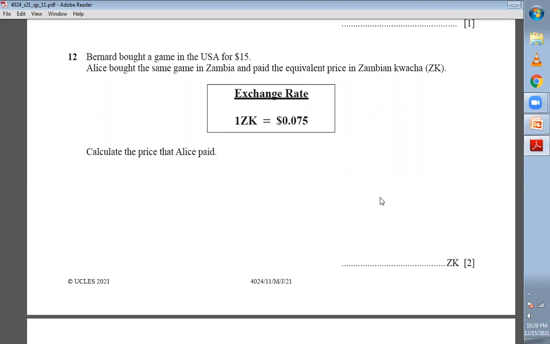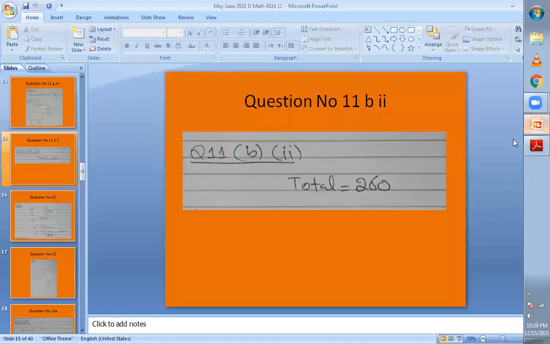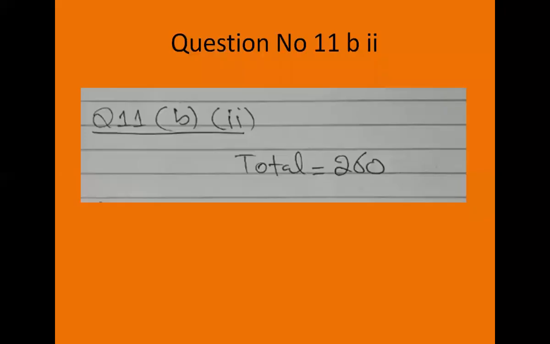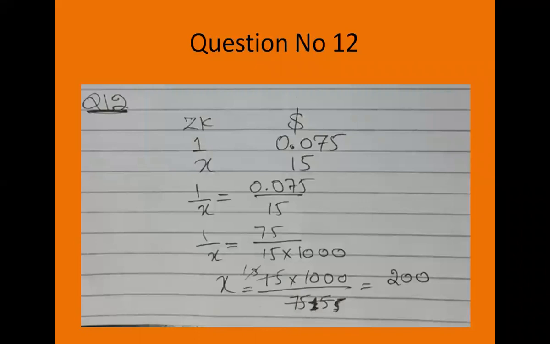We will use the method of ratio and proportion, and I will find out. Let me show you how this is done. It's a very important technique. This question comes frequently in paper 1. So ZK and dollar, and 1 ZK is equal to $0.075. So $15 means how many ZK. So I will convert them into fractions.